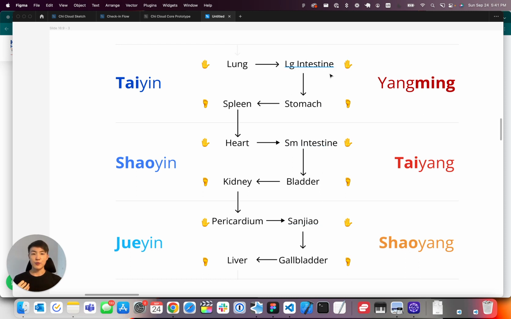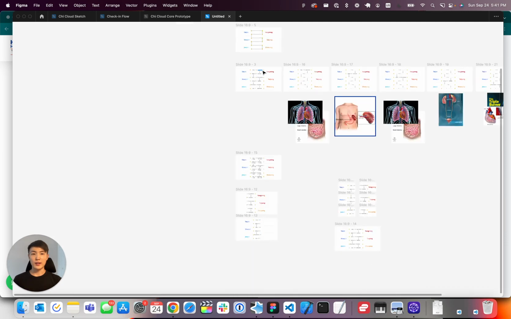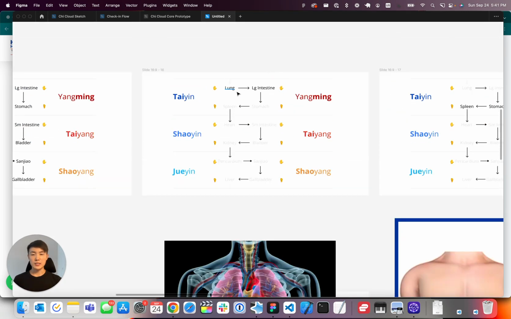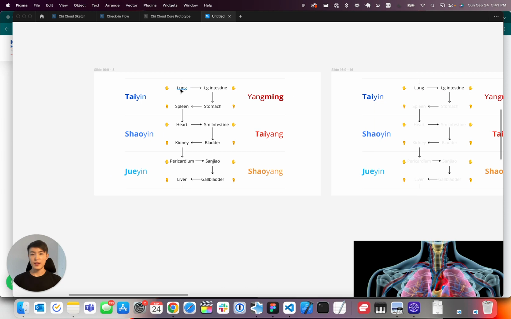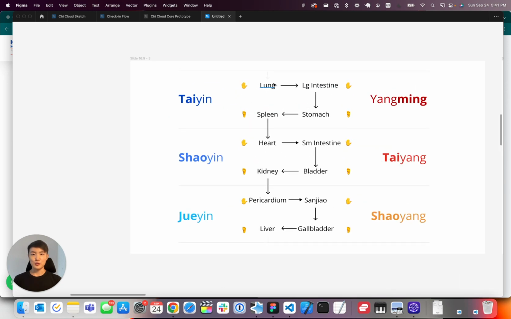And after you go through the order of the yang organs, just remember the mnemonics we came up with for each of those interior-exterior pairs. And that's how you draw the way that qi flows. Just remember it goes right, down, left, down, right, down in this snake path pattern.